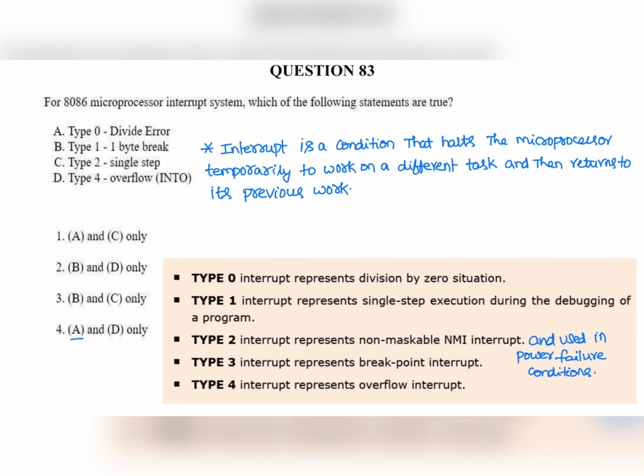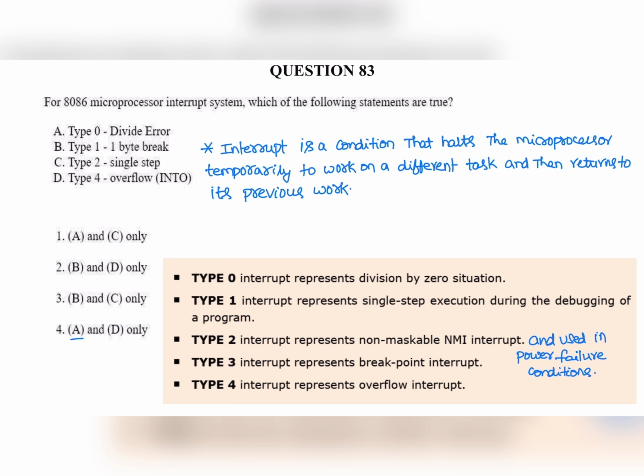Next question. For the 8086 microprocessor interrupt system, which of the following statements are true? Type 0 interrupt represents division by 0, type 1 represents single step execution, and type 2 is a non-maskable interrupt used in power failure conditions. Type 3 is breakpoint interrupt, and type 4 is overflow interrupt.